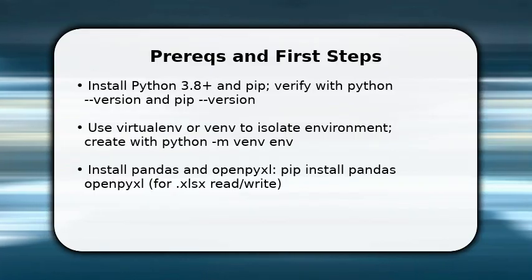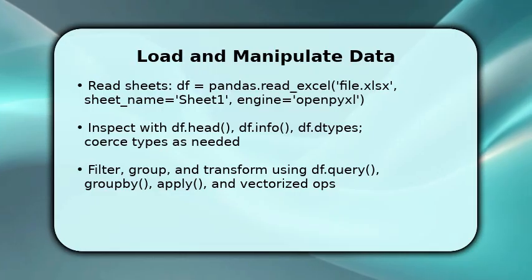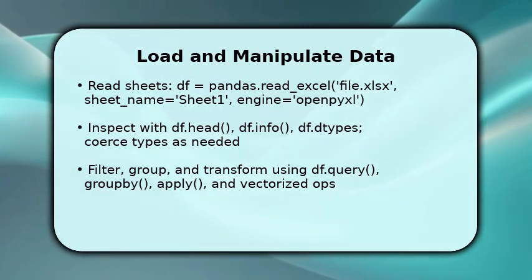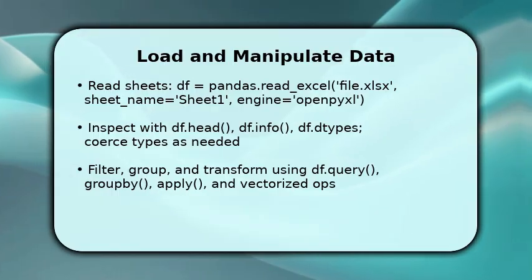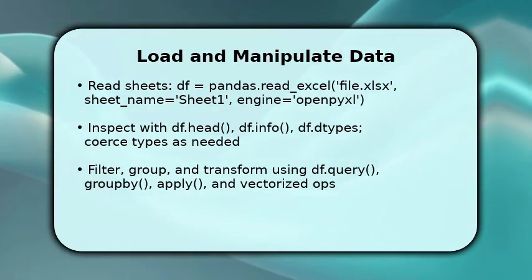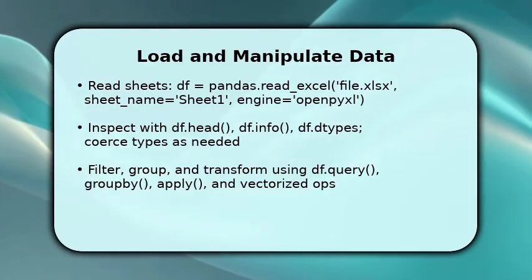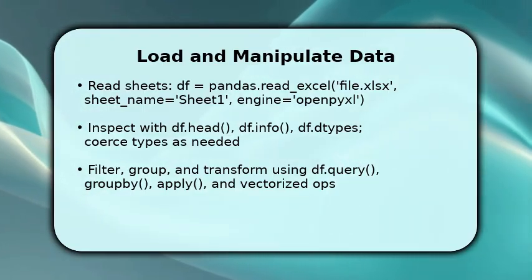Now you load and transform data step by step. Read the correct sheet with pandas. Use read_excel and specify engine equals openpyxl to avoid engine errors. Then inspect structure using df.head and df.info so you understand types and missing values. Convert columns explicitly to numeric or datetime when needed.